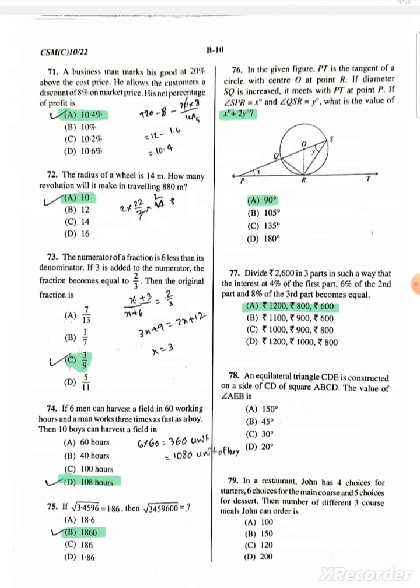An equilateral triangle CDE is constructed on a side CD of square ABCD. The value of angle AEB is 30 degree.